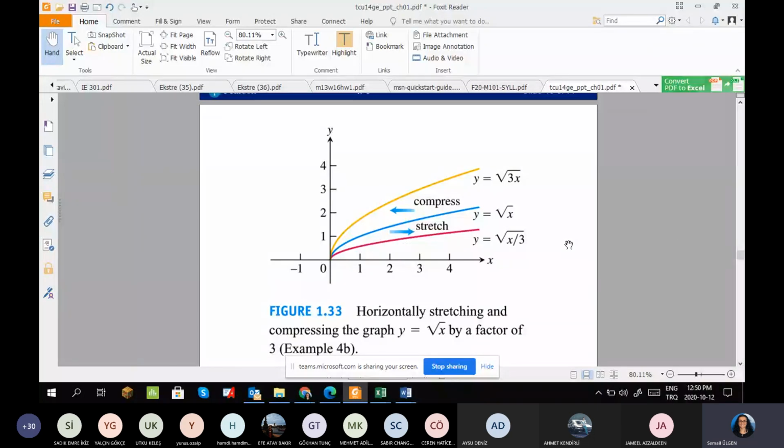And then if you multiply by 3, for x equal to 1, this would be 1. But for x equal to 3, this is much bigger. So if you multiply x by 3, it's going to take this value already at 1. Therefore, it is compressing horizontally, so it's getting thicker. The body is getting thicker, like that.